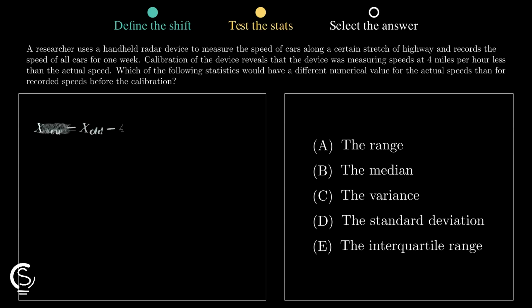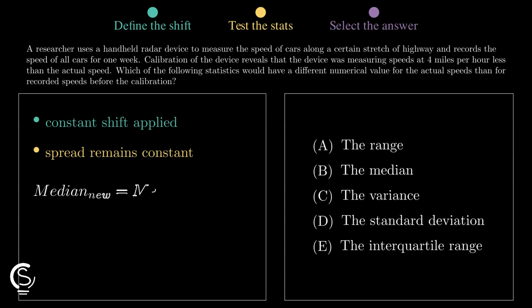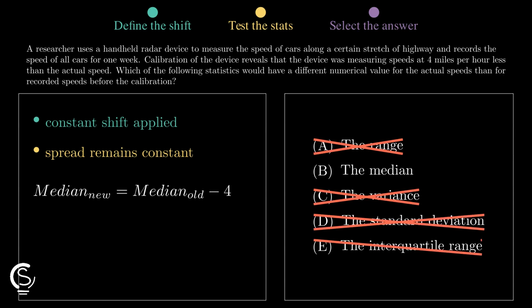Measures of spread like range, variance, standard deviation, and interquartile range are based on differences between values. Since the constant cancels out in subtraction, these four statistics remain exactly the same. The median is a measure of center. When you shift every data point by 4, the center of the distribution shifts by that same amount, resulting in a different value.